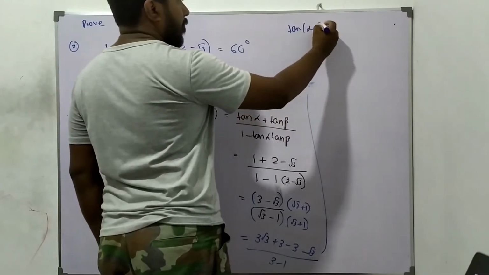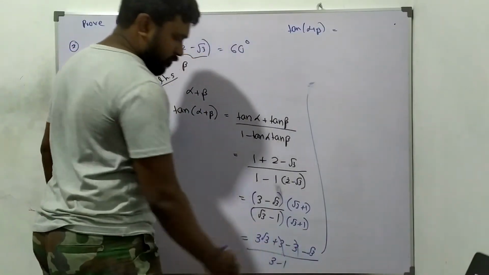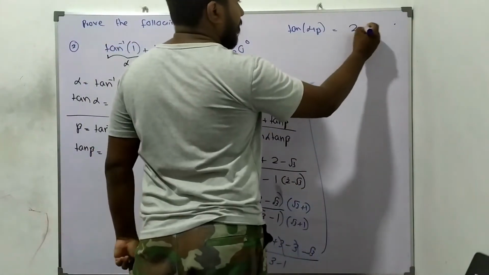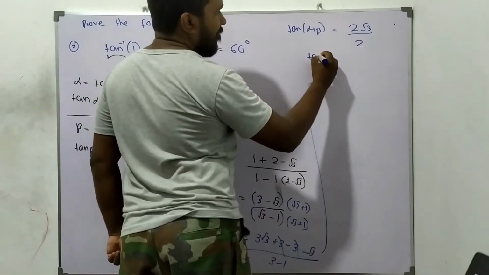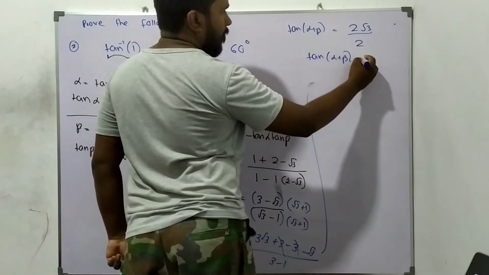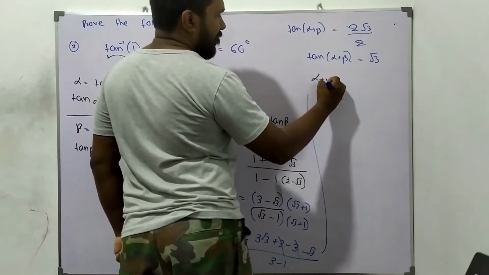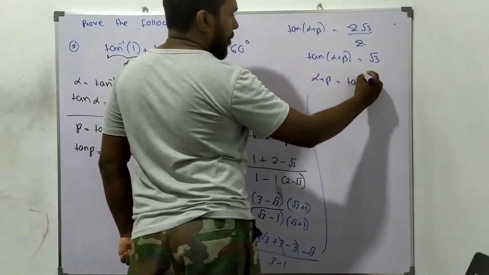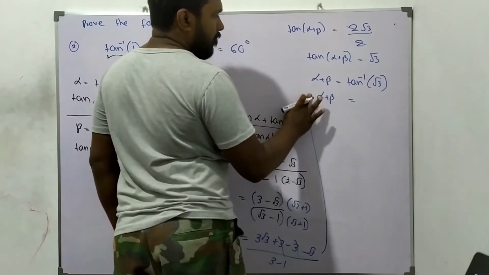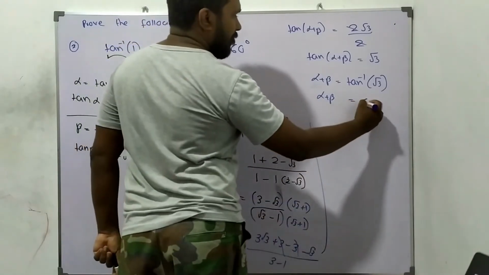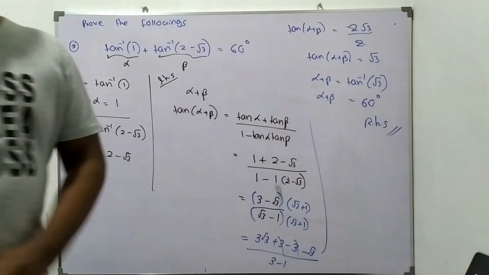So for 2 root 3 over 2, right? So it's root 3. So tan(alpha plus beta) is root 3, which is 60 degrees. Tan inverse root 3 is 60 degrees. RHS.